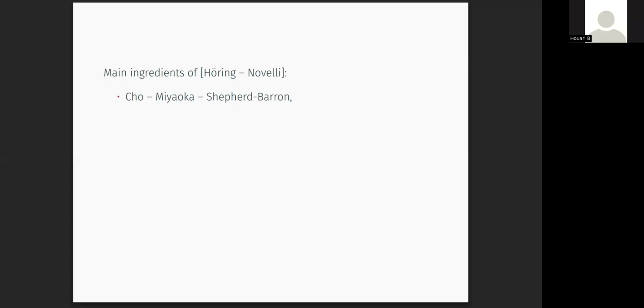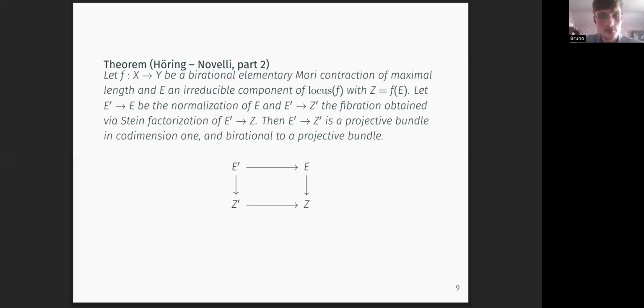Sorry, I have a question. Yes. Yeah, so in the previous slide, so here, if you take a birational contraction. Yes. So, for instance, it can be divisorial, right? Yes. And so if E is a divisor, Z will be a point, for instance. It could be, yes. And if it is a point, so E will be a projective space?